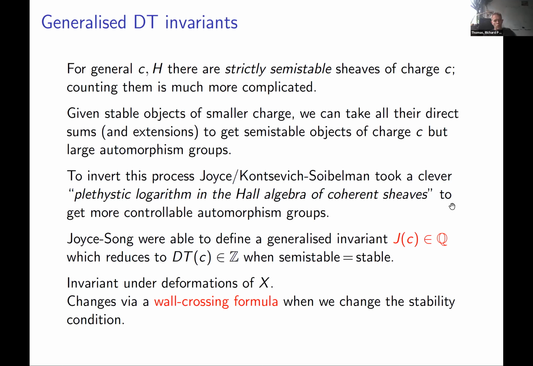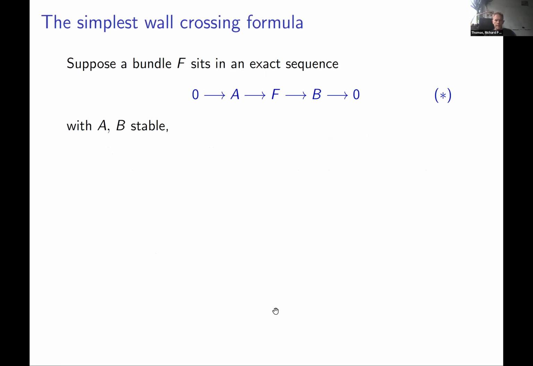And then as we cross a wall, the big insight of Joyce and Kontsevich-Soibelman is that there's a very controlled wall crossing formula which tells you how the invariants change. And that'll be the key tool that we use. So are there any questions? We're okay. Okay, so here's this key tool in a toy model.